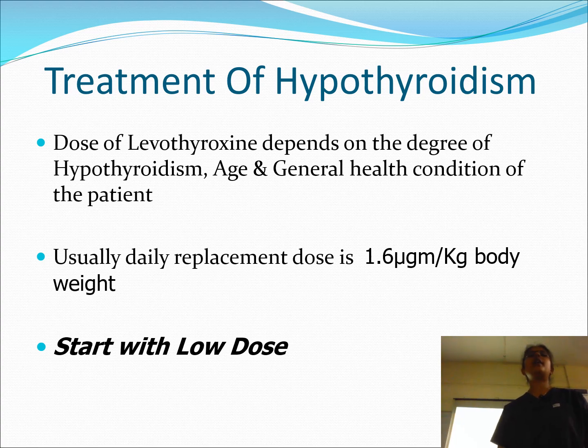So what is the treatment of hypothyroidism? The dose of levothyroxine depends on the severity of the hypothyroidism, the general health condition of the patient, and the age of the patient. The usual replacement is 1.6 microgram per kg body weight. You should start with a low dose initially, with 25 micrograms.